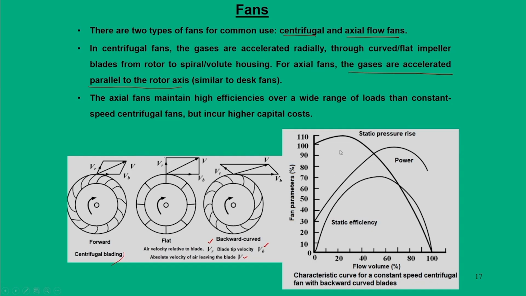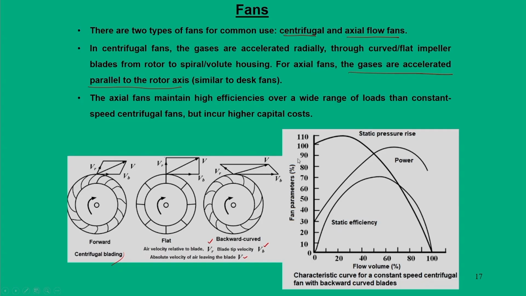Normally the standard characteristic curves, like what is the flow rate, what is the power requirement, what is the pressure rise, all sorts of things are governed through the characteristic curves of the fan. This curve shows the fan parameters: static pressure rise normally increases with flow rate and drops subsequently. Power increases, then after a certain flow rate it drops. Static efficiency increases initially, then drops.